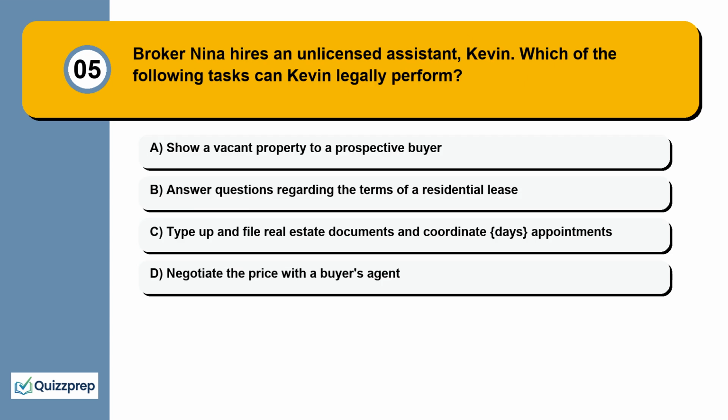Question 5. Broker Nina hires an unlicensed assistant, Kevin. Which of the following tasks can Kevin legally perform? Show a vacant property to a prospective buyer. Answer questions regarding the terms of a residential lease. Type up and file real estate documents and coordinate appointments. Negotiate the price with a buyer's agent.